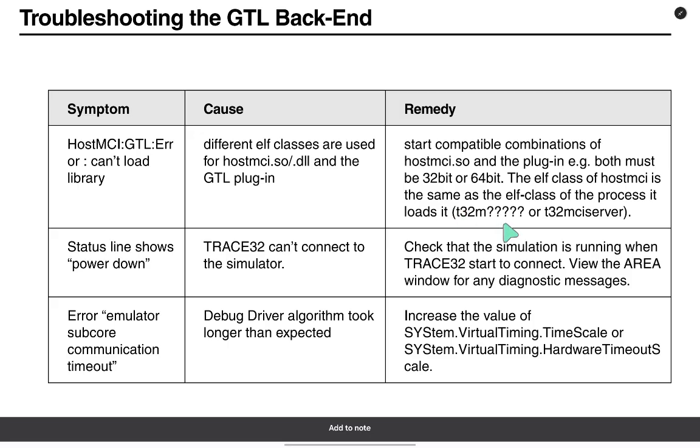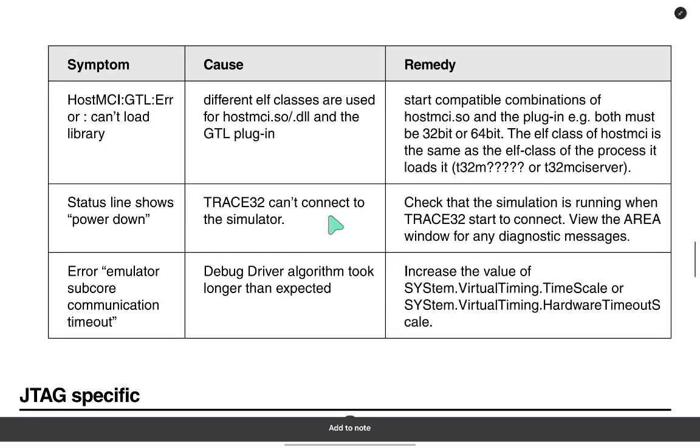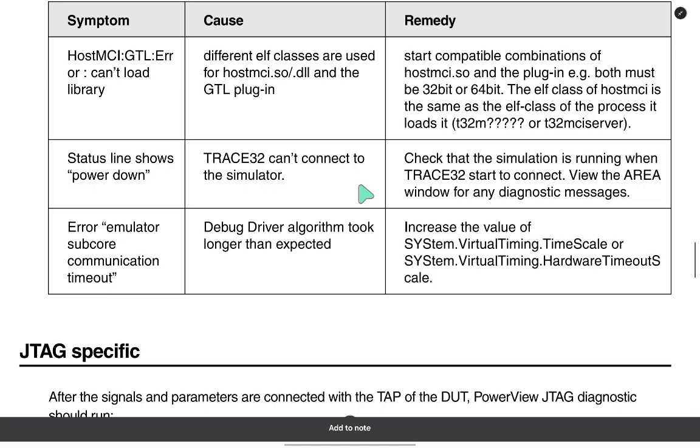T32MCI server: the status line shows power down. The T32 can't connect to a simulator. Check that the simulation is running when the T32 starts to connect.